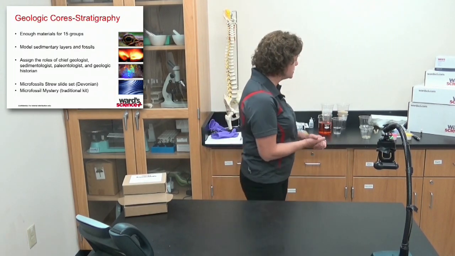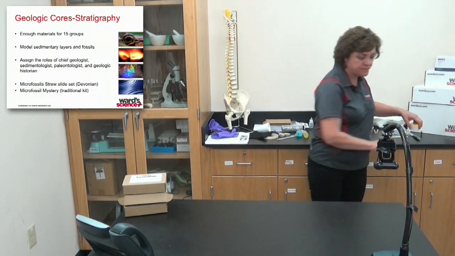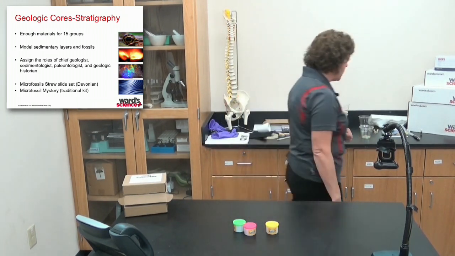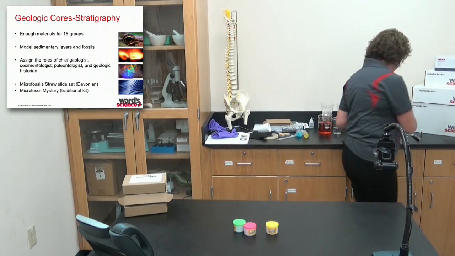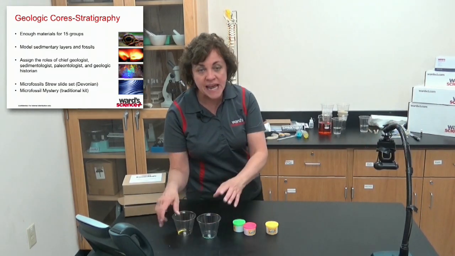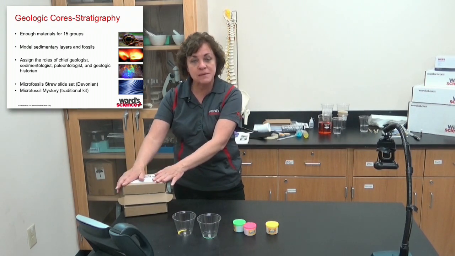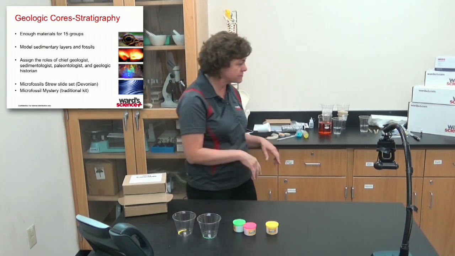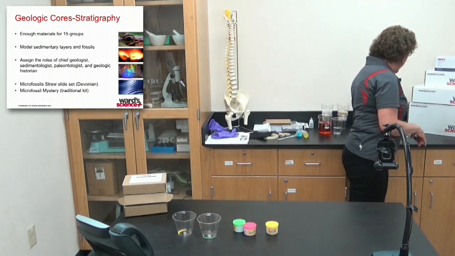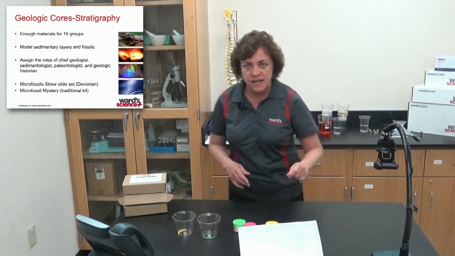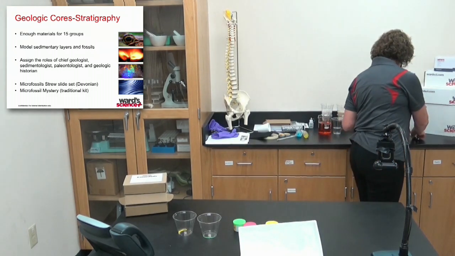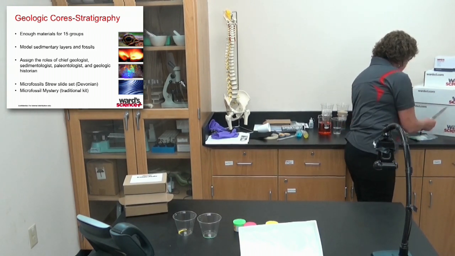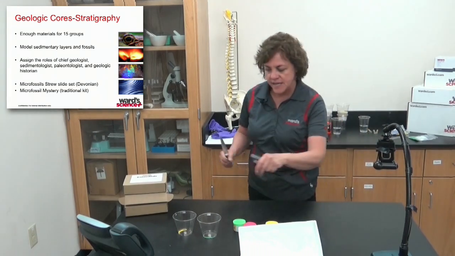So for geologic cores, I picked to do the sedimentary last because it goes right along with geologic cores. For this geologic cores kit, after the students have seen their sedimentary rocks, they can make their own rocks. They can make their own geological cores. And it's really hard to get cores these days. So this is a good alternative. I'll show you how to do this, and then I also have a couple of alternatives as well.